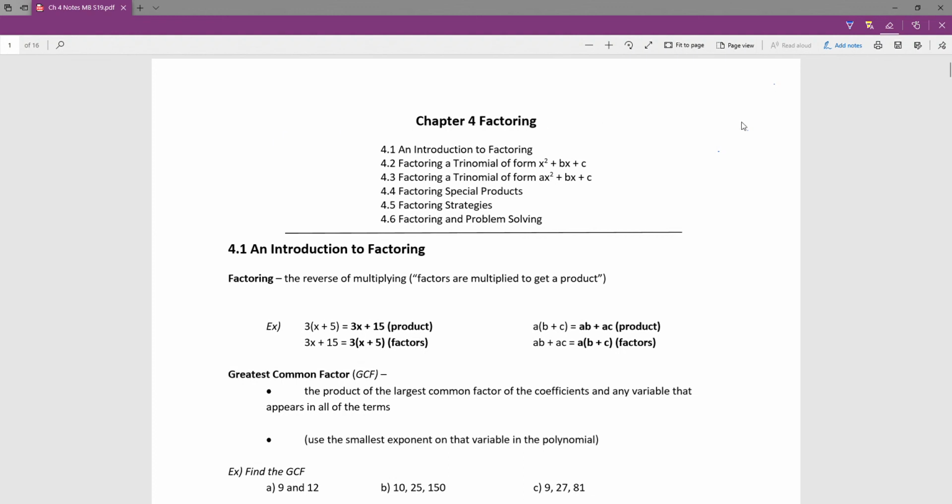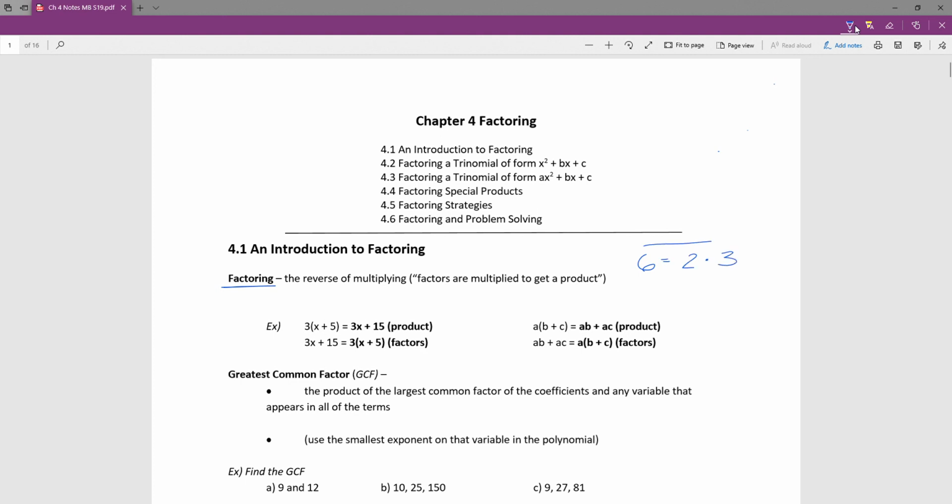So chapter 4 picks up from chapter 3, and in chapter 3 we multiplied polynomials. In chapter 4 we're going to do the reverse of multiplying polynomials and break them up into their factors. We've talked about factoring at the beginning of this course in the review chapter, and factoring was the reverse of multiplying. So we could have 6 as our product, and we could factor that into 2 and 3.